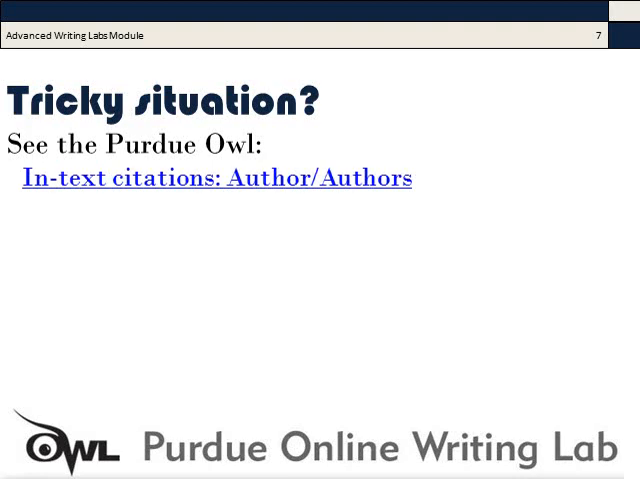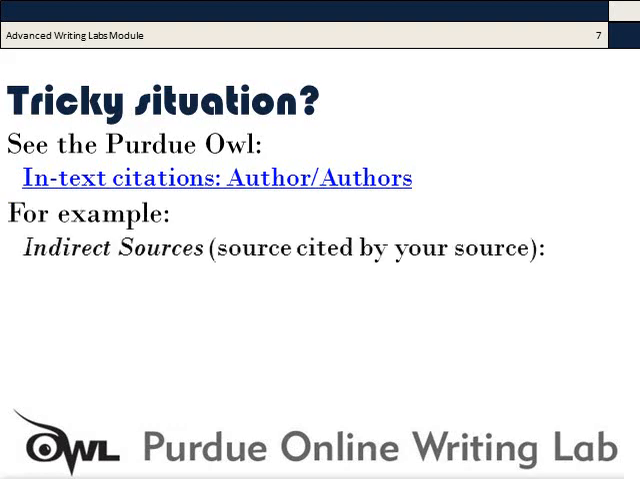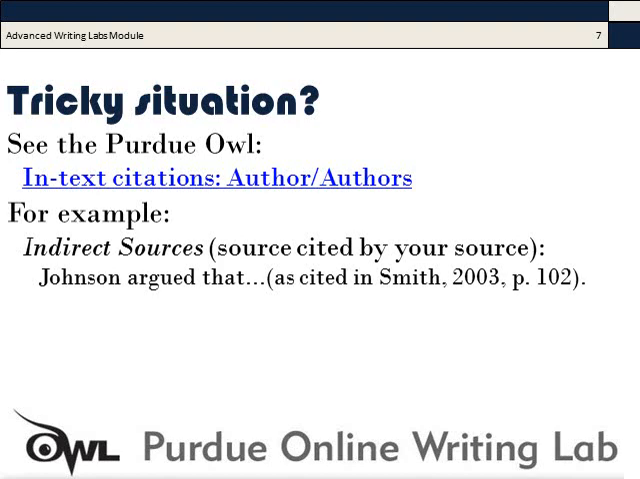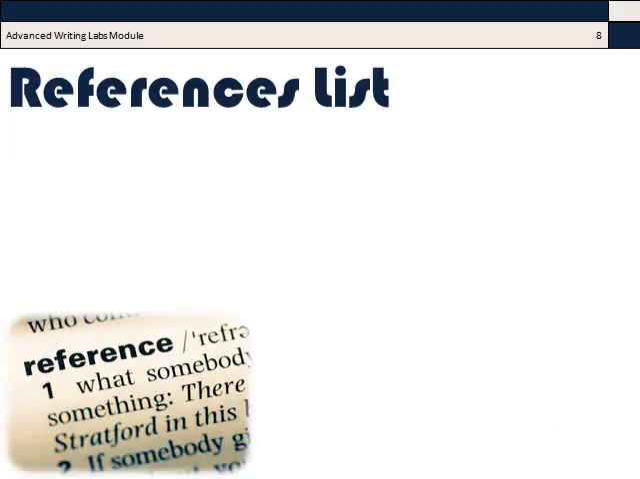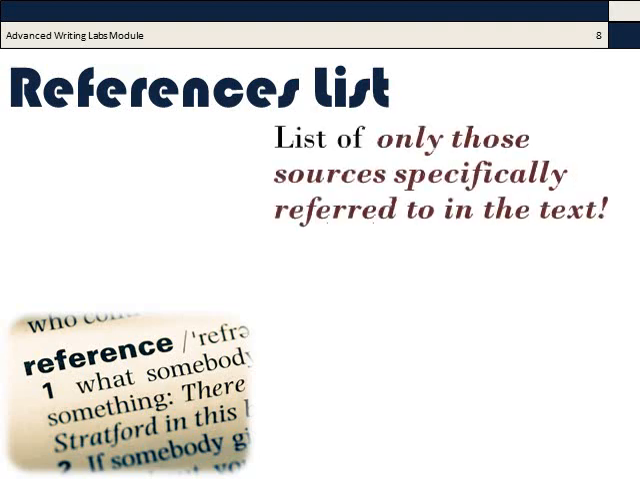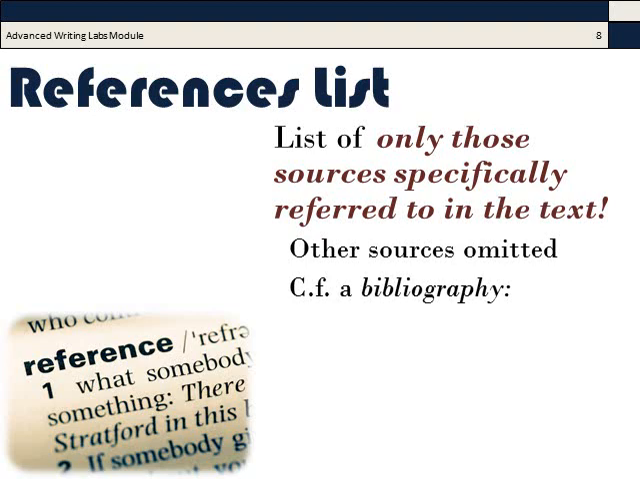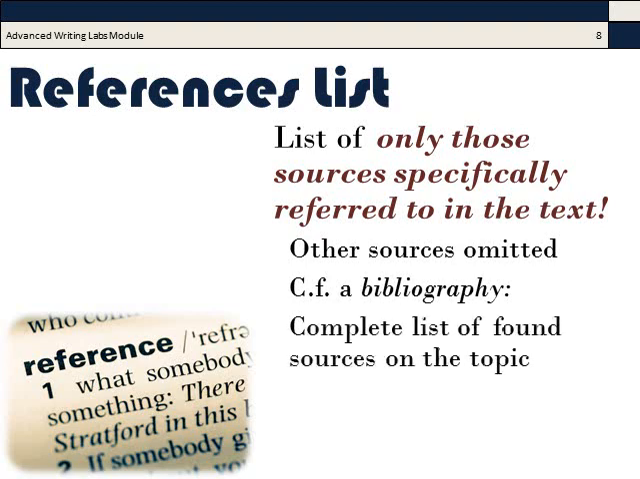At this site, in-text citations, you'll find all kinds of variant situations. For example, if you have an indirect source, a source cited by your source, or if you have a personal communication, you'll find lots of situations there. Now let's make a distinction. In your references list, you do not include all the sources which you've found on your topic. You only list those sources which are specifically referred to in the text, others are omitted. This is the opposite of a bibliography. In a bibliography, you present a complete list of the sources that you've found.